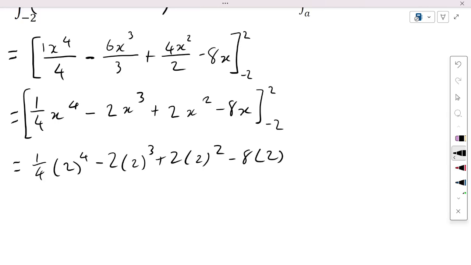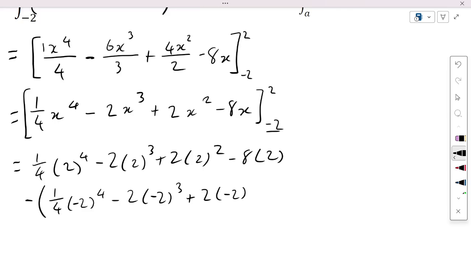And now we're going to minus. I'm going to do the minus over here. I'm going to start the other part here because obviously the space. What I'm going to do over here is, remember, if we say minus, we're going to put the bracket. So let me keep the bracket for now, because we are doing this thing like this. So it's going to be a fourth multiplied by negative 2. Remember, it's the lower limit now. Raised to the power of 4 minus 2 into negative 2 raised to the power of 3 plus 2 times negative 2 raised to the power of 2 minus 8 times negative 2.